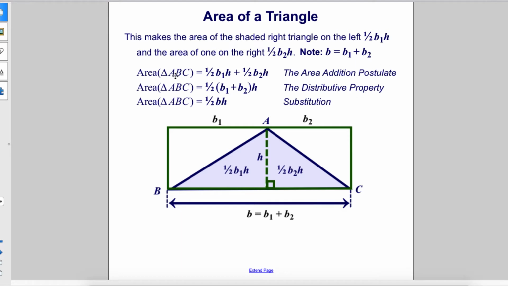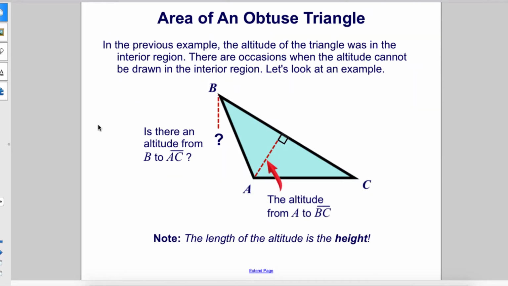So the area of triangle ABC equals 1/2 B1H plus 1/2 B2H, which is 1/2 times (B1 plus B2)H, and then we do some substitution: 1/2 BH. Area of an obtuse triangle. In the previous example, the altitude of the triangle was in the interior region. There are occasions when the altitude cannot be drawn in the interior region. Let's look at an example.